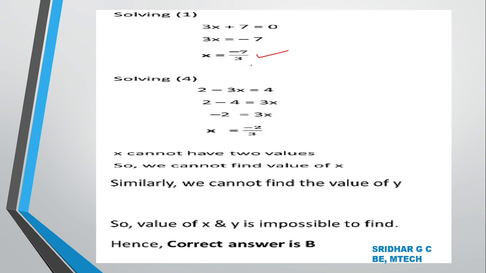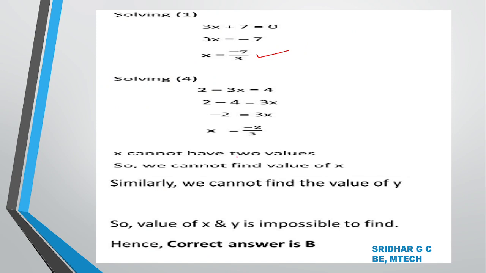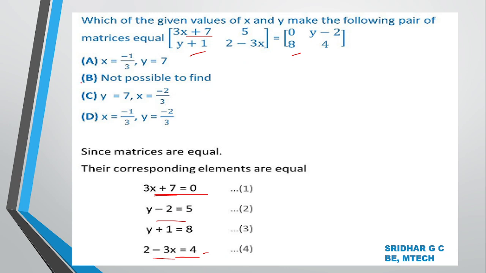So x is minus 7 by 3, and solving equation 4, see, here one more way. What is the equation? 2 minus 3x equals 4, equation 4. We will get the x value. x value will be equal to minus 2 by 3. x cannot have two values, got it? So we cannot find the value of x. Similarly, we cannot find the value of y. So therefore, x and y are impossible to find. So the correct answer is B, not possible to find.